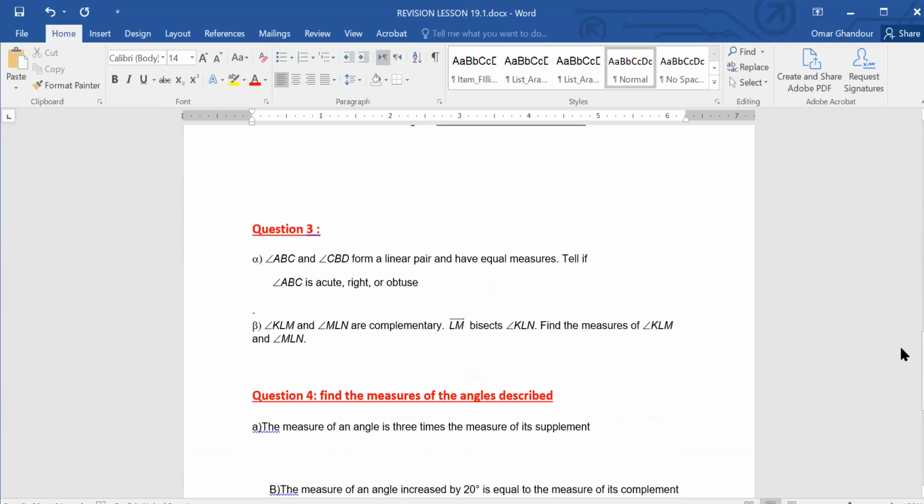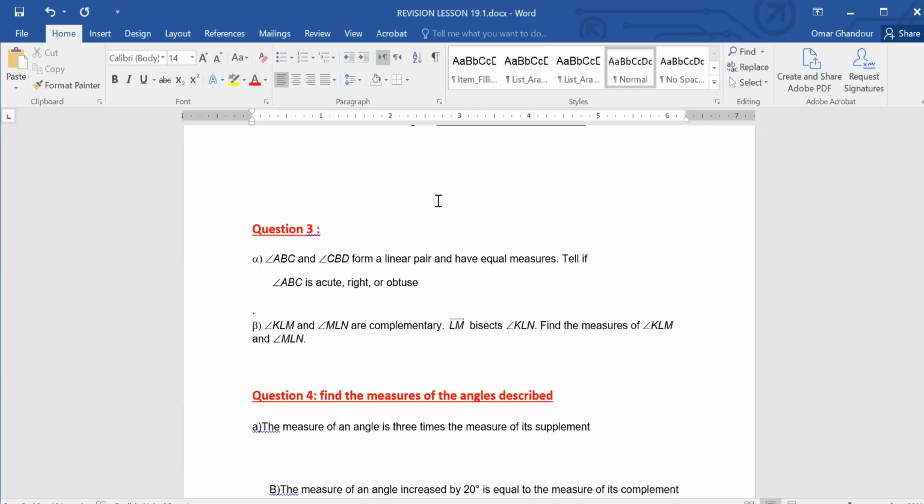Okay, let's do question 3. Angle ABC and angle CBD form a linear pair. I understand that when they form a linear pair, it means that if I add these together, they will be 180. For example, if we consider that this is x and this is y, then x plus y equals 180. And they have equal measures. So it's not x and y now. It's x plus x equal to 180.